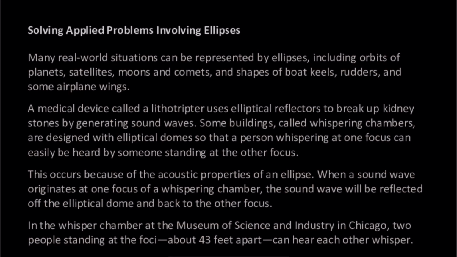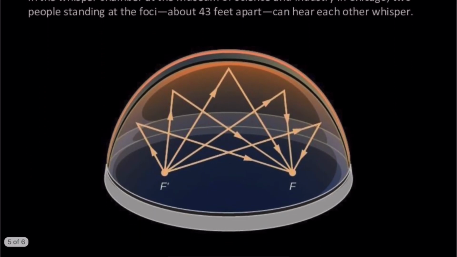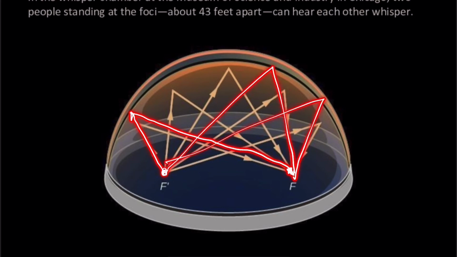One of the cool things about an ellipse is its reflective properties. So what happens, I'm going to skip through this, I'll tell you about the description. In an ellipse, anything that's emitted from one focus will reflect off the ellipse and go to the other focus, no matter what direction.